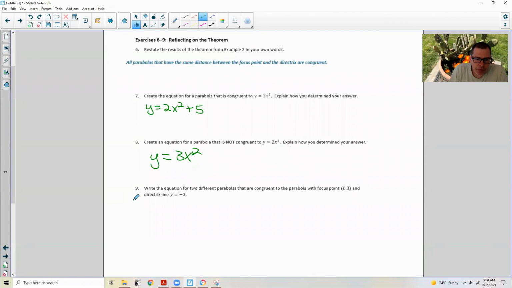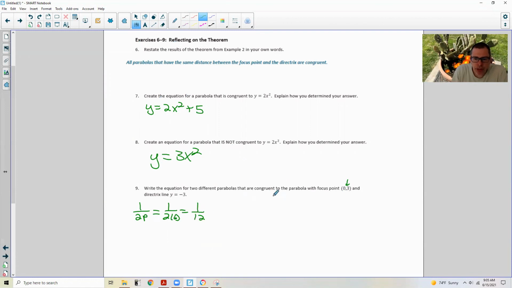Okay, so the way we're going to answer this is remember that your a, your leading coefficient, is the 1 over 2p. And in this case, our focus is 0, 3, the point is 3 units from the origin, and the line y equals -3 is 3 units below the origin. That is a total distance of 6, and that is our p. So that's what we're trying to find. Our p is 6. The distance between the focus point and the directrix is your p. And so 1 over 2p is going to become 1 over 2 times 6, which is going to be 1 over 12. So there's my a.